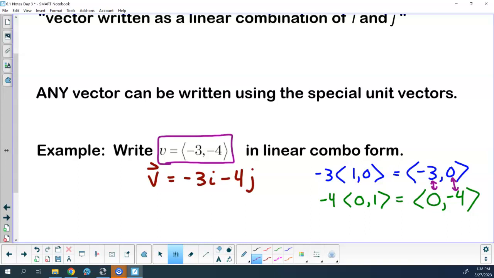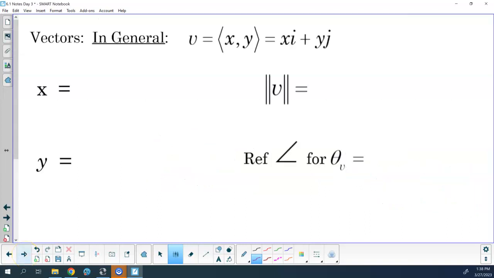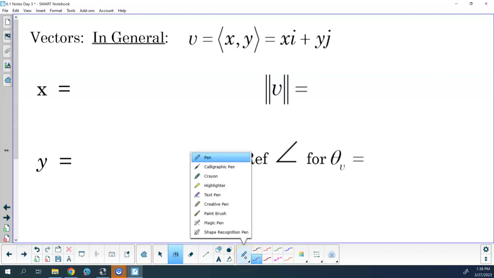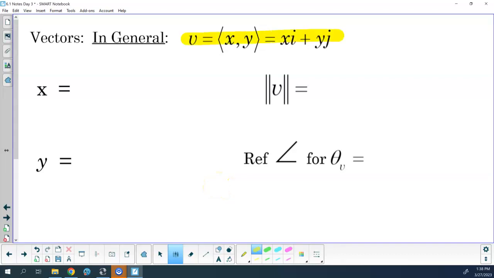In a nutshell, you take whatever your vector is and you just put the horizontal component number in front of i and put the vertical component in front of j, and you get your linear combination form of that. So that's why we can say this line here, where vector v is written in component form or in linear combination form.